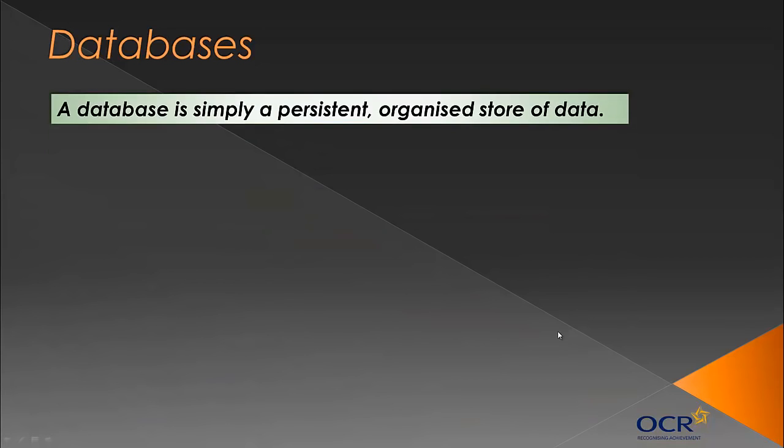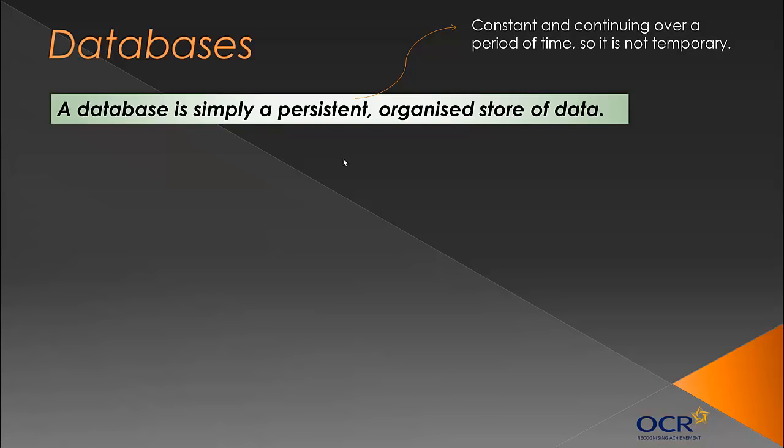A database is simply a persistent, organised store of data. I've copied that exactly from the specification. In case you don't know what persistent is, it's not an English lesson, it doesn't matter. Persistent just means it's constant and continuing over a period of time. So the point is that a database isn't temporary, unlike, for example, data stored on RAM, which doesn't stay when it's turned off. A database is there for more than a short amount of time.